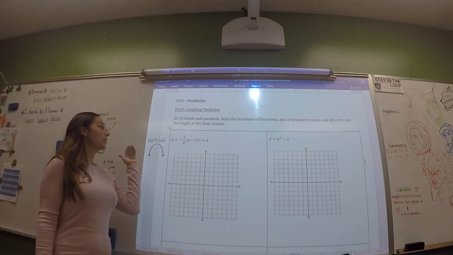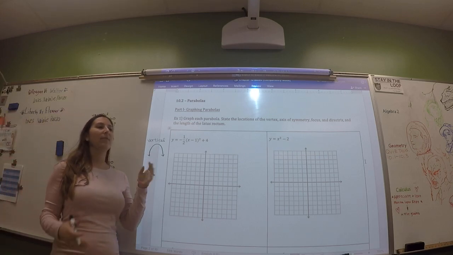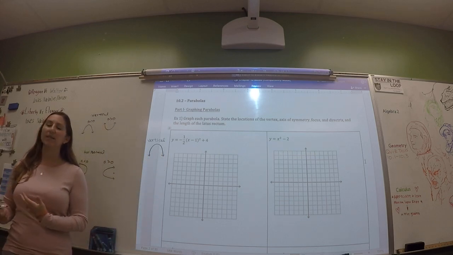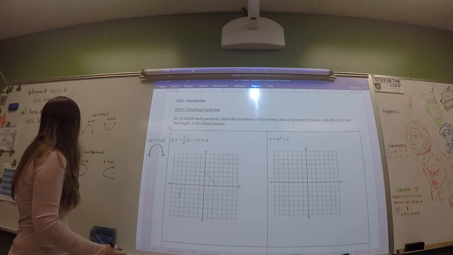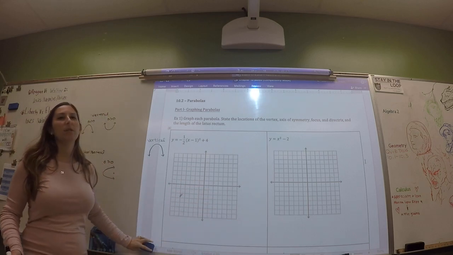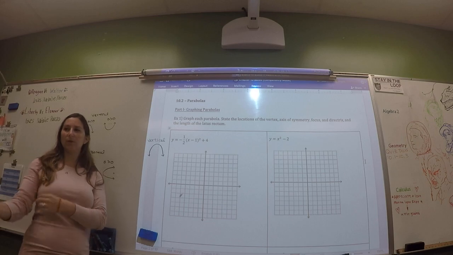Once we determine it's vertical and down, we have a general picture in our minds. It's going to go something like that. I don't know where it is, but it's going to look like that. We're going to start with the vertex. We started with the vertex before, and we're going to start with the vertex now.